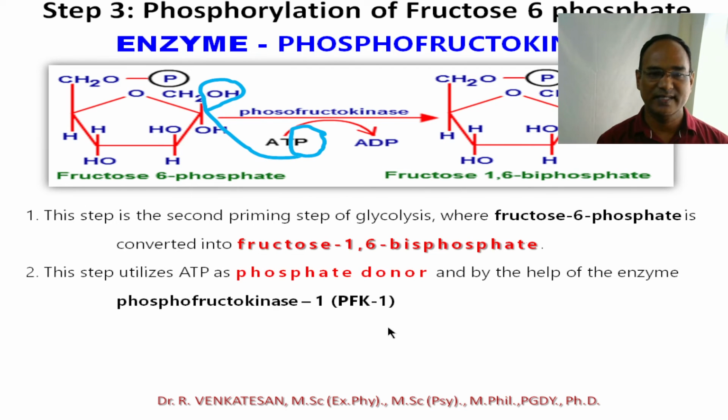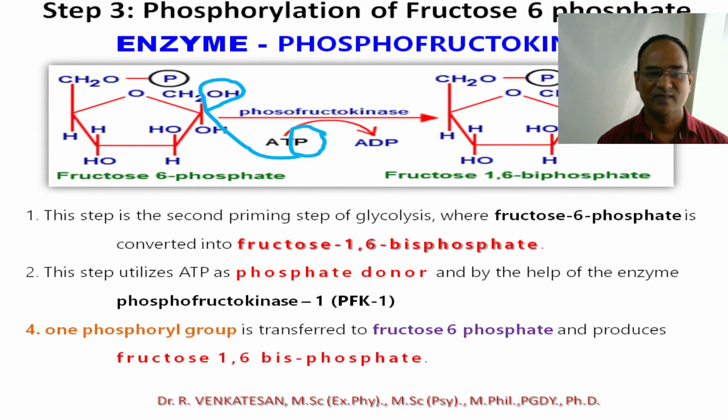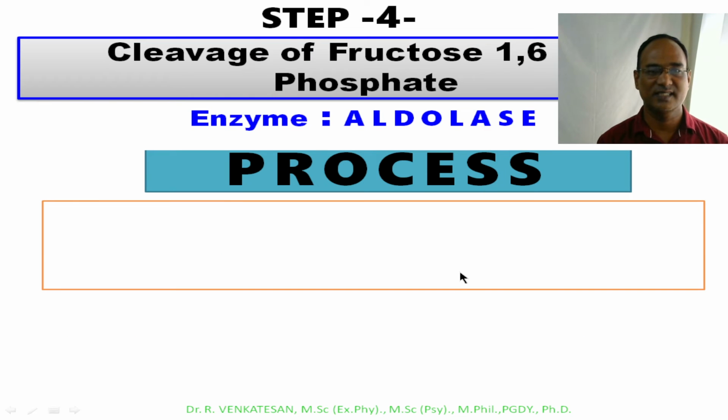So this step utilizes one phosphate donor from ATP, with the help of the enzyme phosphofructokinase, and makes fructose 1,6 bisphosphate. So the next stage is the fourth stage, aldolase. This is a very important stage.